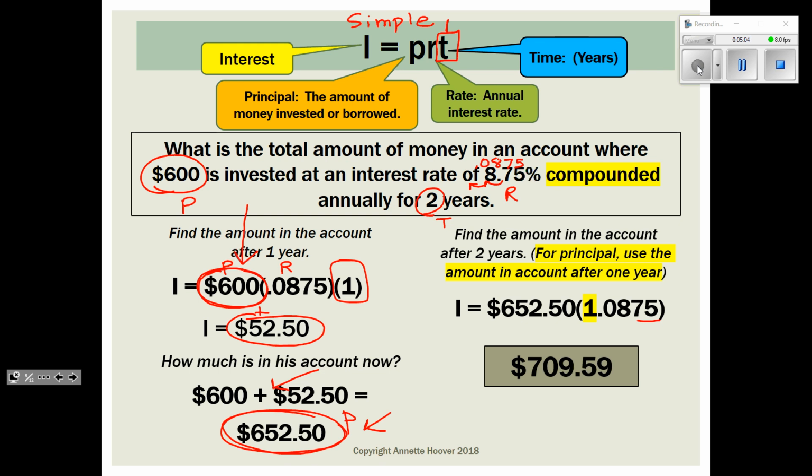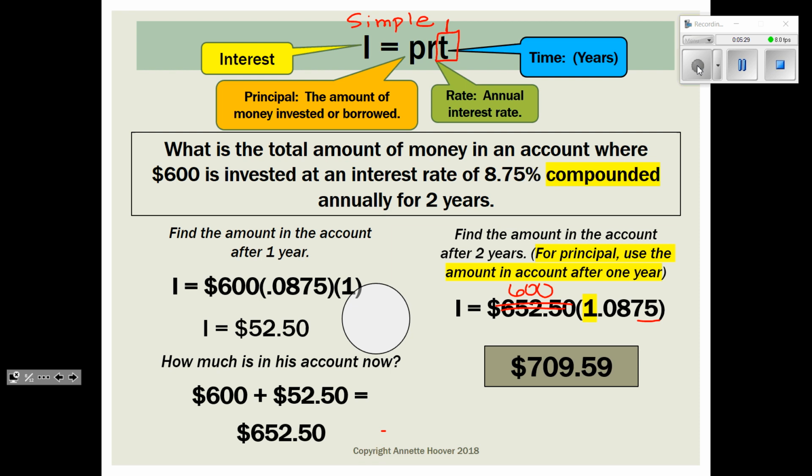So now, after 2 years, there is $709.59. If this had been simple interest and not compound interest, for the second year, we would have used $600 right here, and you would have earned less interest. With compound interest, you're earning more. You're making more money. So if you're investing, compound interest is going to be great. If you're paying, you don't want to have to pay more as time goes by, so do not use compound interest when borrowing money.